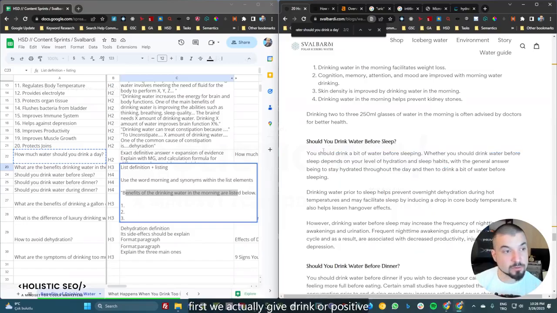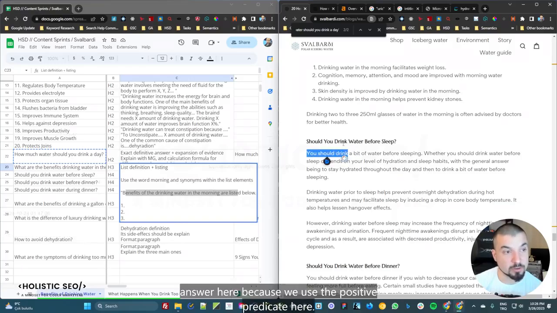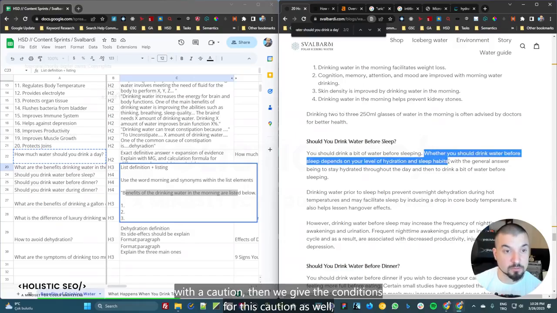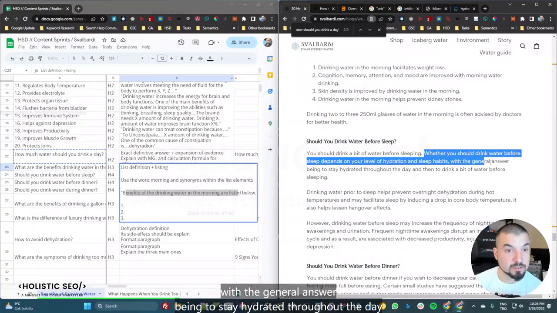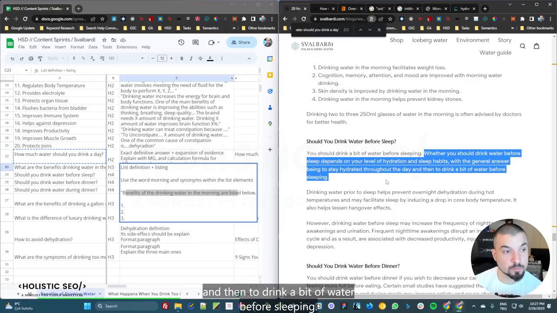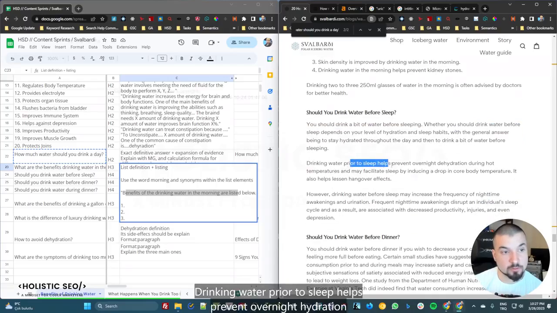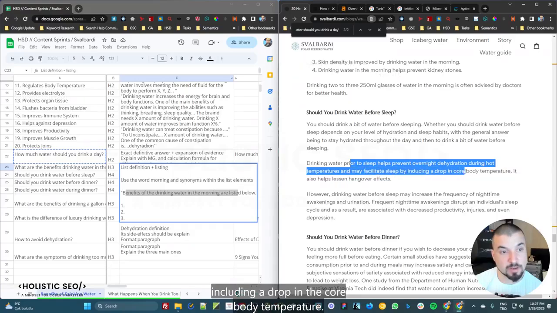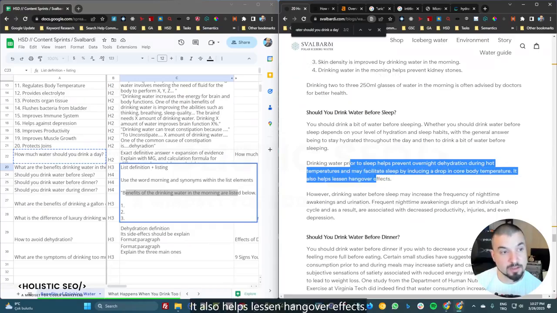And that's why first we actually give a drink or positive answer here, because we use the positive predicate here. According to the positive answer, we should be giving a suggestion with a caution. Then we give the conditions for this caution as well, with the general answer being to stay hydrated throughout the day and then to drink a bit of water before sleeping. Drinking water prior to sleep helps prevent overnight dehydration during hot temperatures and may facilitate sleep by inducing a drop in the core body temperature. It also helps lessen hangover effects.